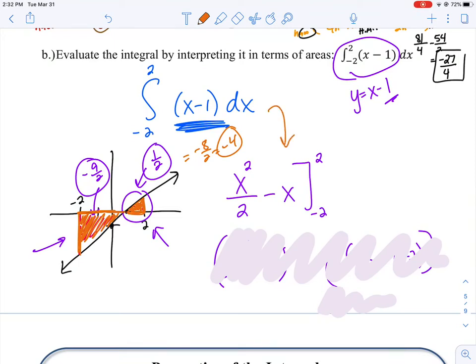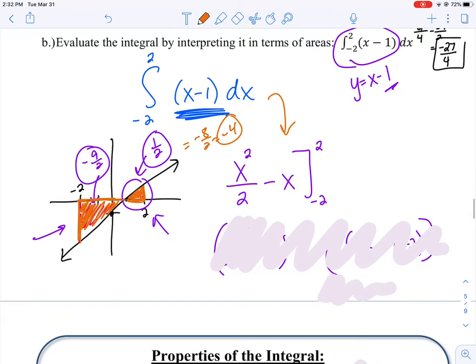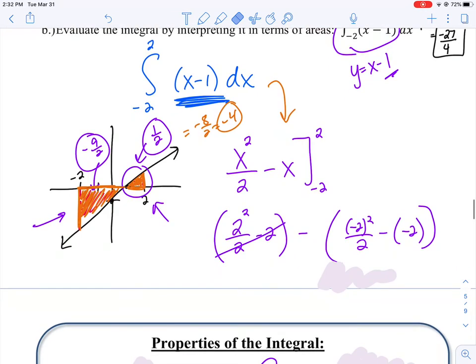Well, look what I did here. I took my function and I integrated it. I found the antiderivative of x minus 1, which is x squared over 2 minus x. And what happens then if I plug in my 2, if I plug in my -2? So I took my antiderivative, I plugged in 2, and then I plugged in -2. So I plugged in 2 here, I plugged in -2 here. What ends up happening?